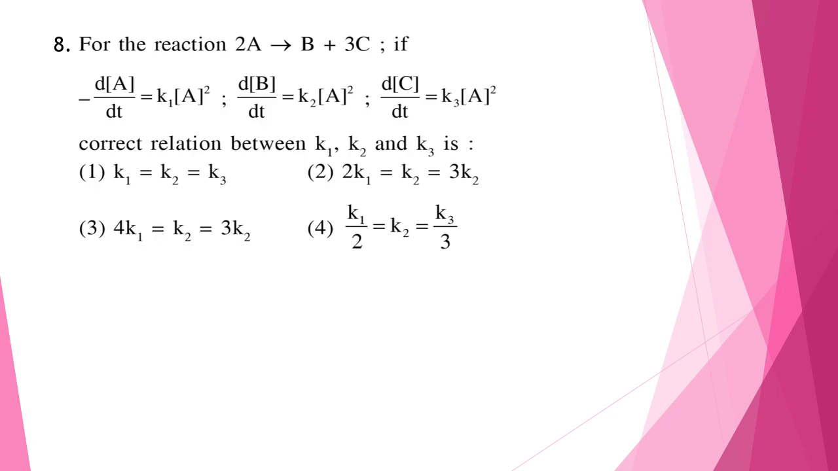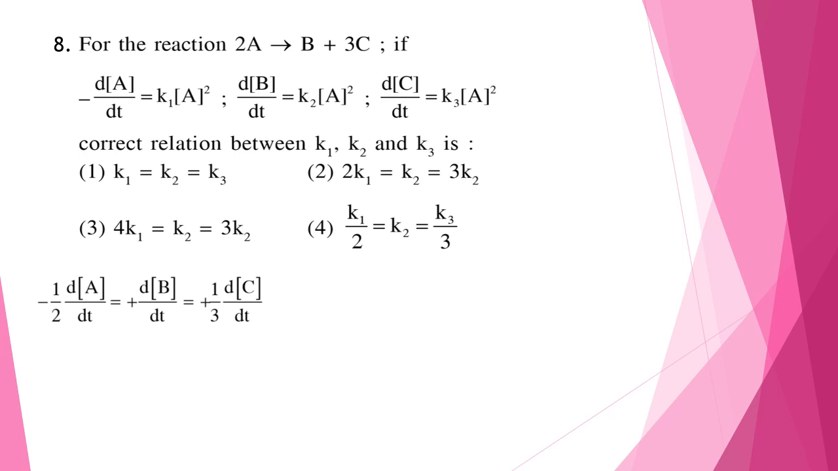Question 8. For the reaction 2A gives B plus 3C, if minus dA by dt is equal to K1 A square, dB by dt is equal to K2 A square, and dC by dt is equal to K3 A square, the correct relation between K1, K2 and K3 is. Now we know that for rate of reactions, minus 1 by 2 dA by dt is equal to dB by dt, and it is also equal to 1 by 3 dC by dt. We get this from the reaction.